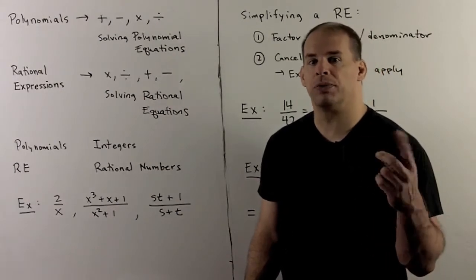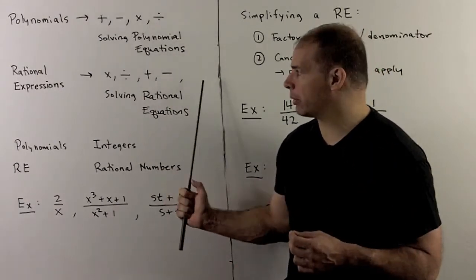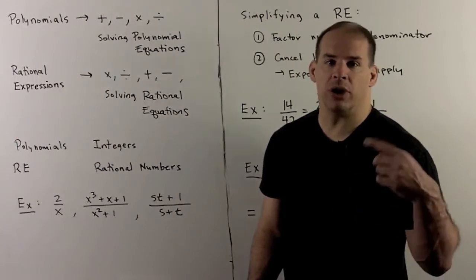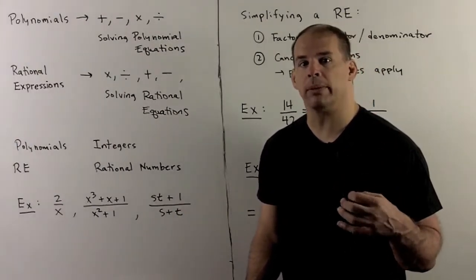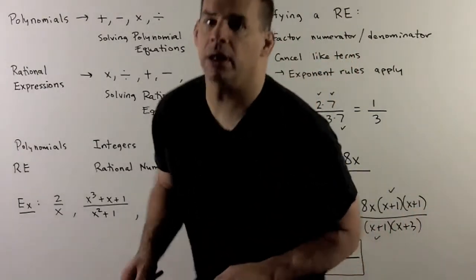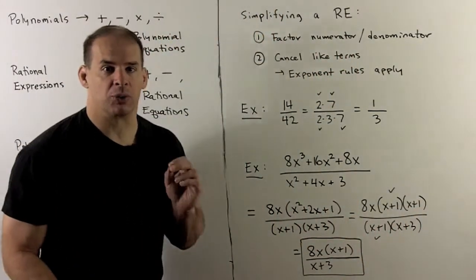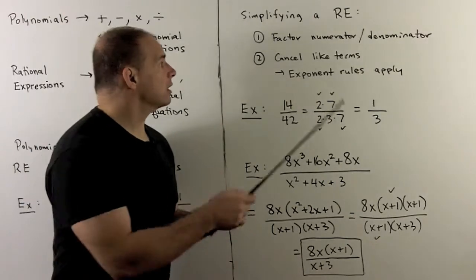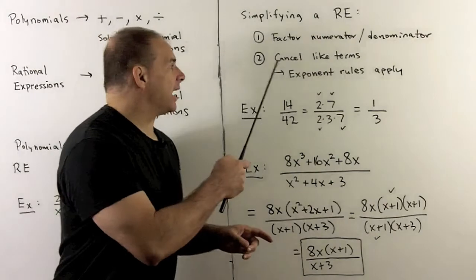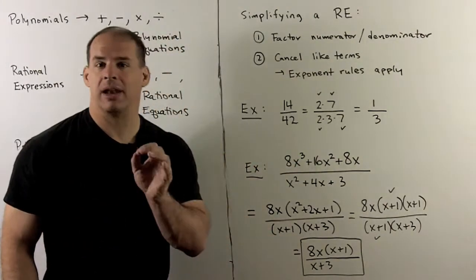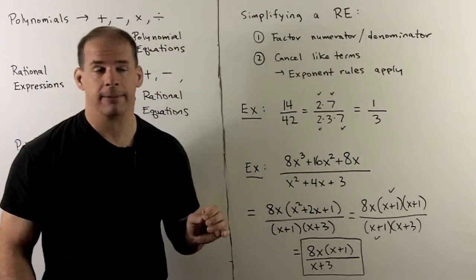We have one issue first to deal with before we get to the major operations. With rational numbers, we're always interested in putting our fractions in reduced form. Same goes here. If I want to simplify a rational expression, here is the checklist. First, we completely factor the numerator and denominator. Then I cancel all like terms. Then note exponent rules apply.